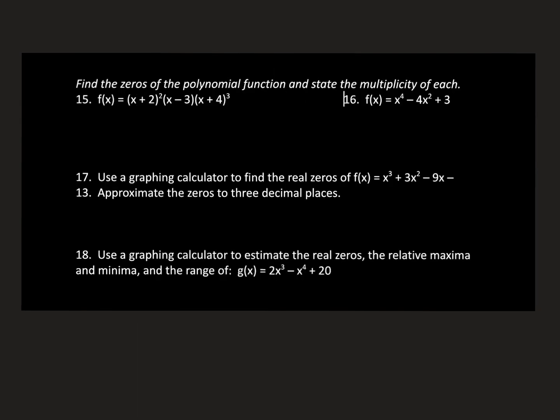Find the zeros of these and tell multiplicity. It's whatever makes the parentheses 0. So -2 is a 0 with multiplicity 2 because 2 is an exponent. 3 is a 0. And -4 is a 0 with multiplicity 3 because 3 is the exponent.